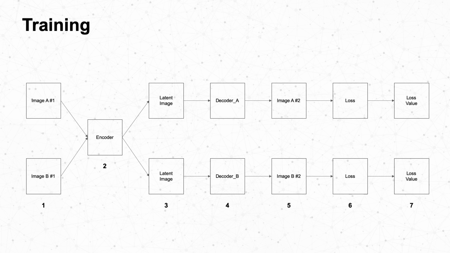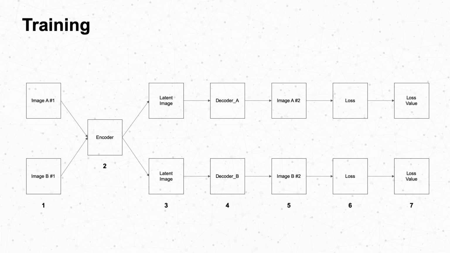So in this case, we take an extracted face from video A and an extracted face from video B. We supply them to the encoder. The encoder produces two latent images, and those latent images are then supplied to their respective decoders. From this point, the recreated images are produced by the decoders, and the same measurement of loss is performed, and the training process continues until the outputs from decoder A and decoder B are sufficiently good.